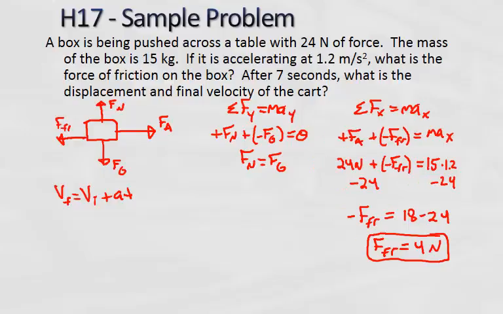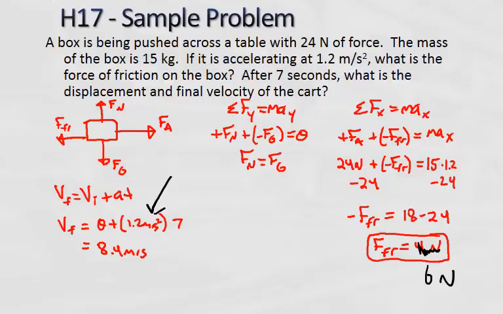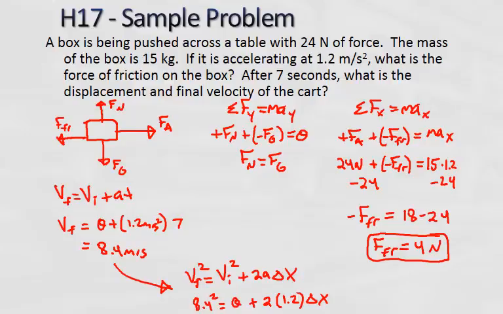Okay, so we have our force, 6 newtons there. But yeah, 6 newtons is the force of friction, and we have the acceleration, which is 1.2, which we've already gotten, and we know how much time. So it'll be going 8.4, and the displacement of the box will be 29.4 meters. That's how far it will be going.